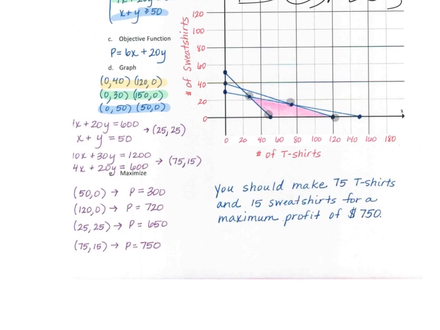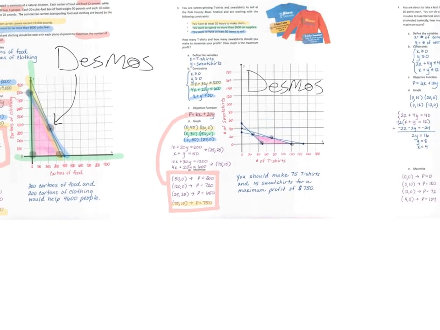Once we have those points, we are then going to plug them each individually into our profit equation, our objective function. So each one of these point combinations will get plugged in for X and Y values. And we're trying to maximize here. So I'm looking for the biggest number out of these different profits. Well, it looks like 750 is going to be the winner. And 750 was generated from 75 t-shirts and 15 sweatshirts. So that's how we go through and interpret this answer key.